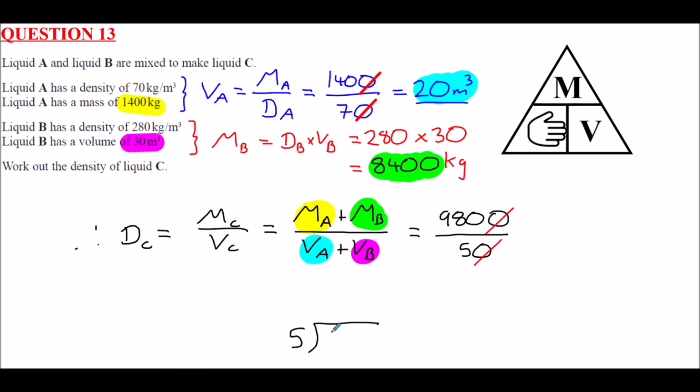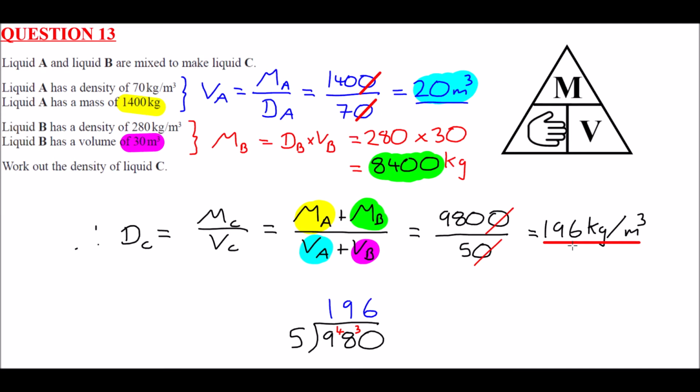It's a non-calculator paper, so we need to rely on the old bus stop. Can 5 fit into 9? Well, yes it can. It fits once. 1 times 5 is 5, so there's still 4 left over, so the remainder is 4. Next, 5 into 48. We can fit 9 of them. 5 times 9 is 45. And so we've got 3 left over, because 45 is still 3 away from 48. Finally, 5 into 30 goes 6. So the density, therefore, is 196 kilograms per cubic metre. And that's all we need to do for that one.